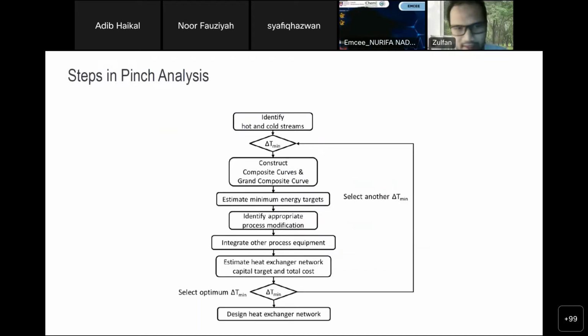I hope that you have seen this flowchart before. If not, then this is your first time. So number 1 is that we need to identify the hot and cold streams. But before that, step number 0 is to get the data correct. So this data should come from the field.